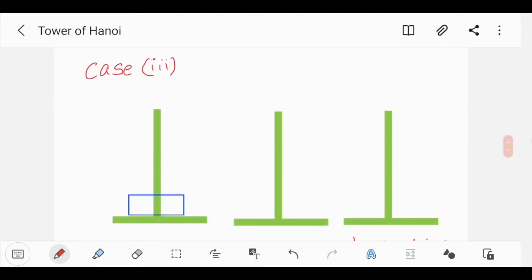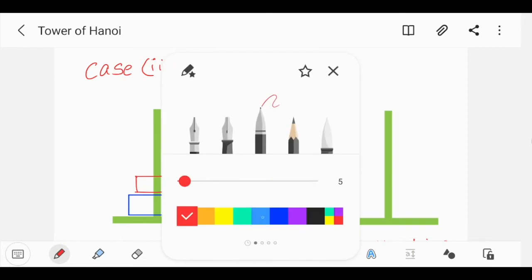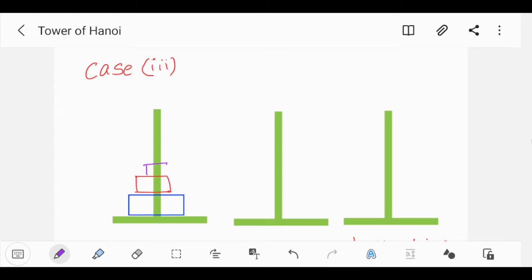I now have 3 discs. So let me put the red disc here. Let me put a disc which is even smaller than the red one, probably this purple one. And how do I solve it, right?